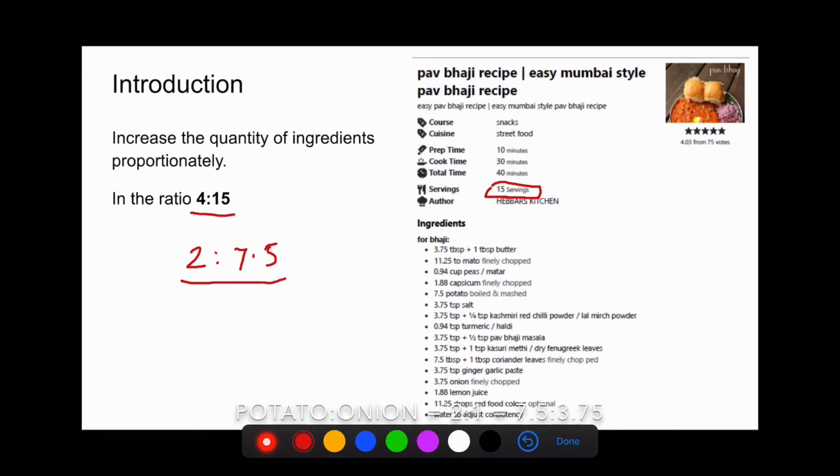So earlier, when the recipe had 2 potatoes and 1 onion, this recipe has 7.5 potatoes and 3.75 onion. So even that ratio of potato to onion remains the same. So you see that the proportion is important here if we want to maintain the same taste and have the same recipe, but for different serving sizes. Now, there are other recipes where this has to be followed very accurately, especially when it comes to baking.